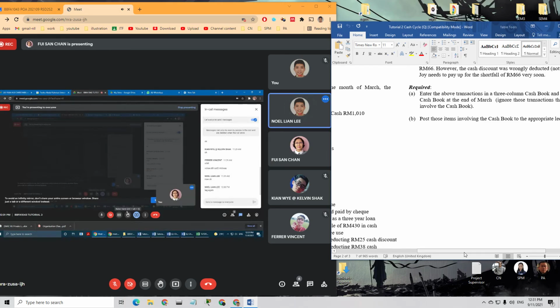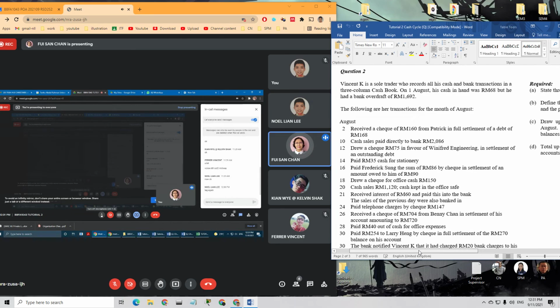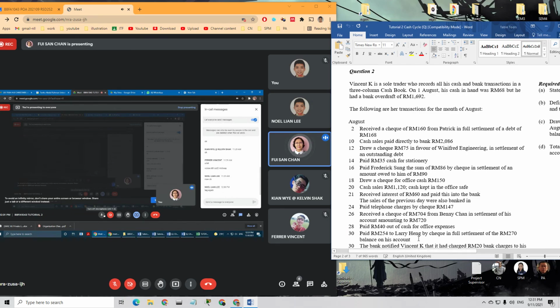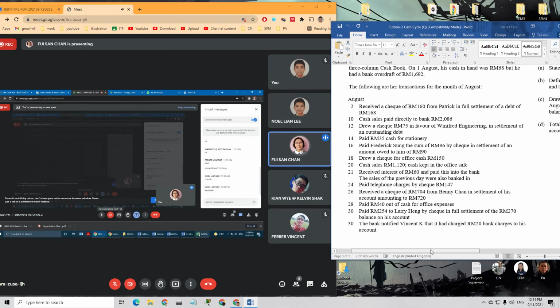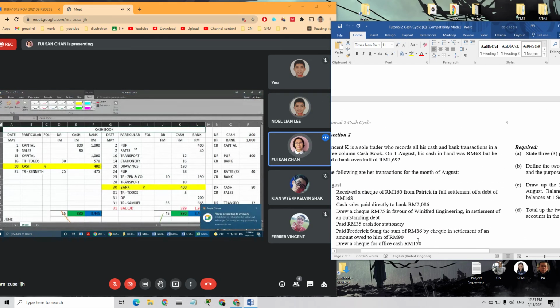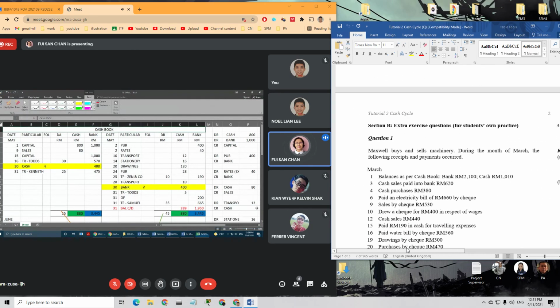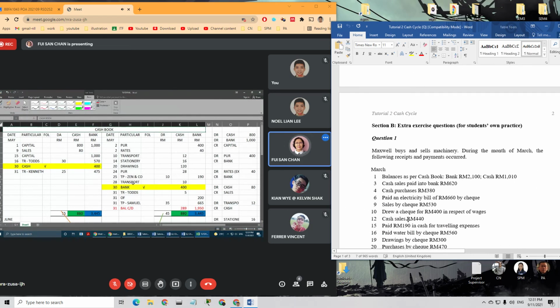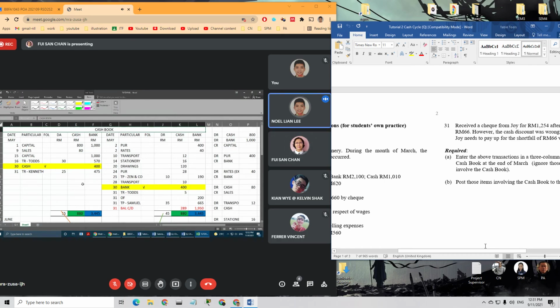So far, no question. Question 1 and question 2, right? Question 4, we have not finished, isn't it? For question 4, you can actually prepare the ledger. I already showed you the cash flow, correct? If you want, you quickly snap this answer. With this answer, it's very fast for you to do the ledger.